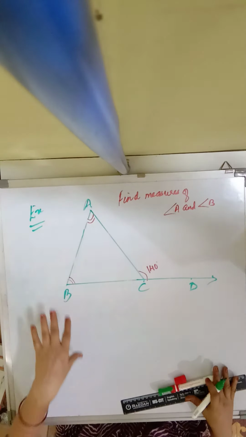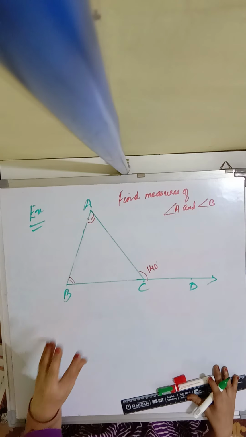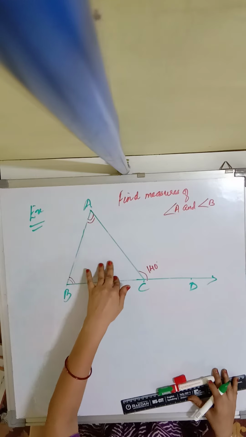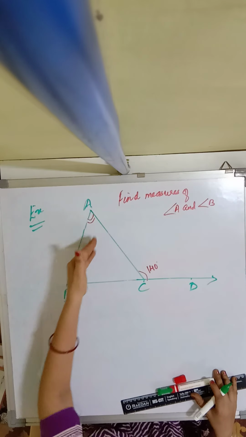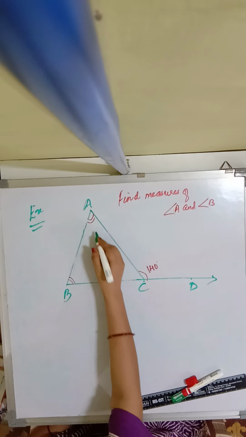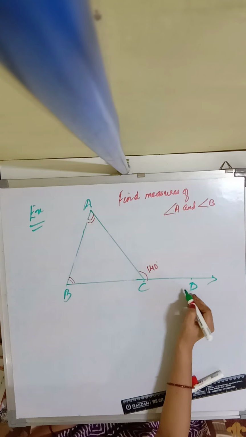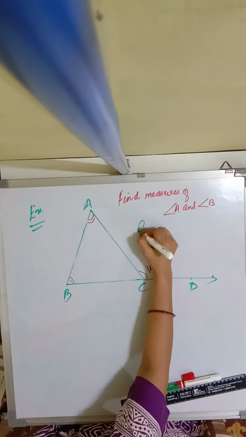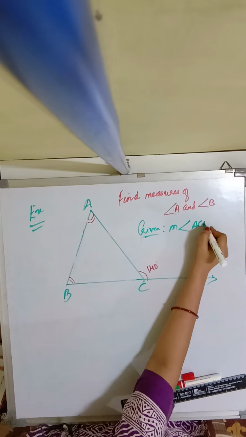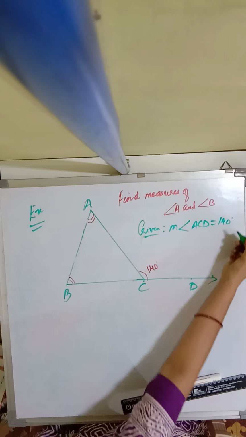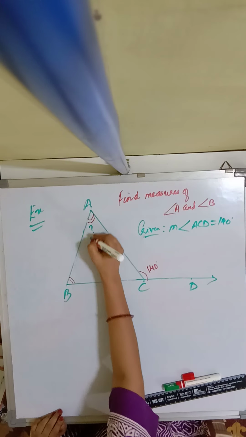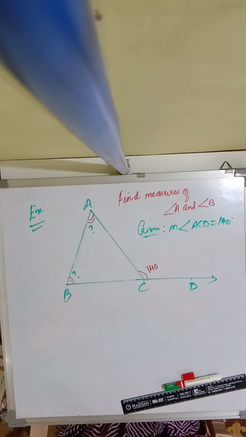Now let's take one example and try to understand how, with the help of the exterior angle, we can find the measures of the interior angles, and in case the measure of the interior angle is given, how we can find the measure of the exterior angle. Now you can see, children, the measure of exterior angle ACD. What is given to us? Measure of angle ACD is equal to 140 degree. Now we have to find out angle A and angle B. That means we are supposed to find the measure of angle A and the measure of angle B.